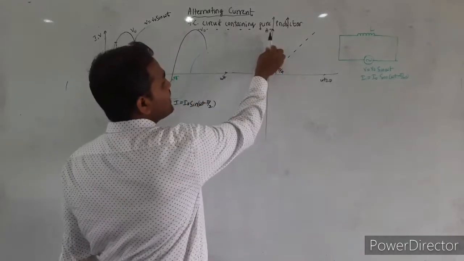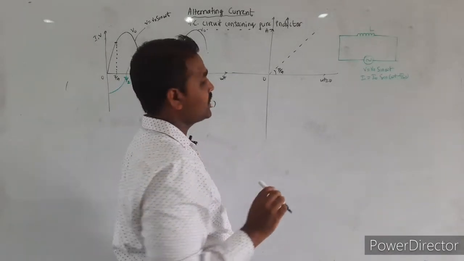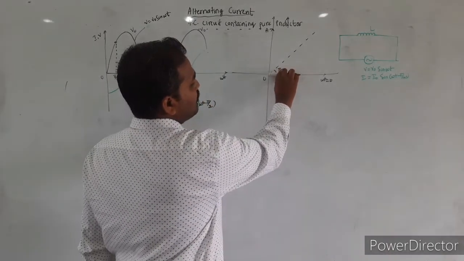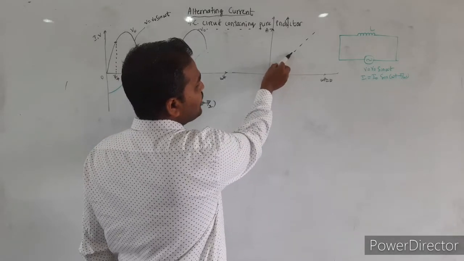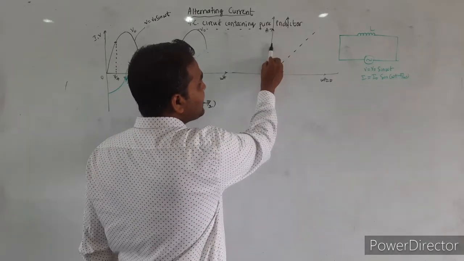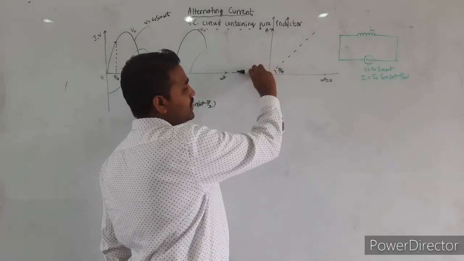This phasor can be rotated through 360 degrees. When the phase angle is 0, the voltage vector will be here. When the angle is 45 degrees, this should be rotated by 45 degrees. When the angle is 90 degrees, the phasor will be here. When the angle is pi radians, the phasor will be on this line.